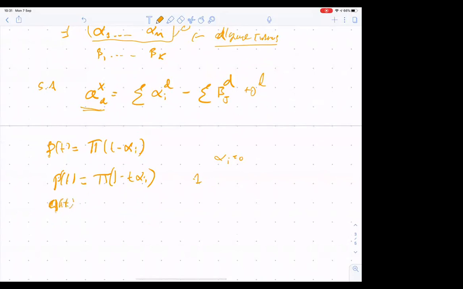q_t, which is the product of 1 minus t beta_i.